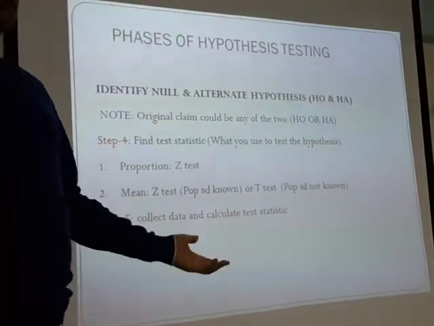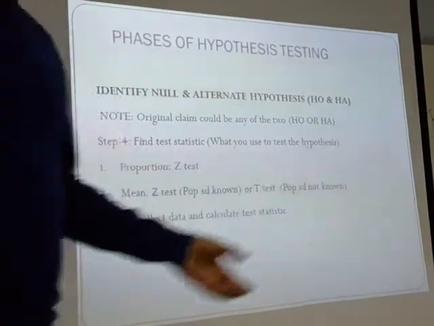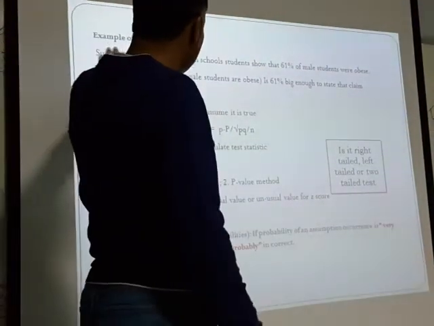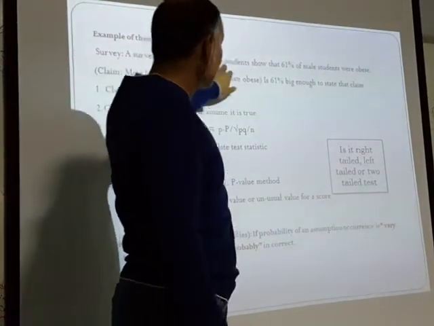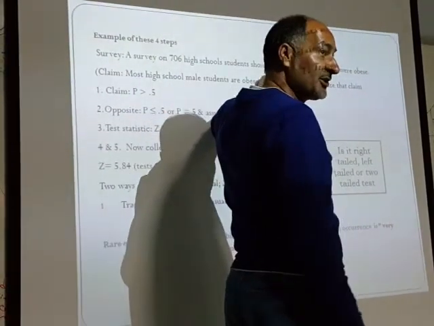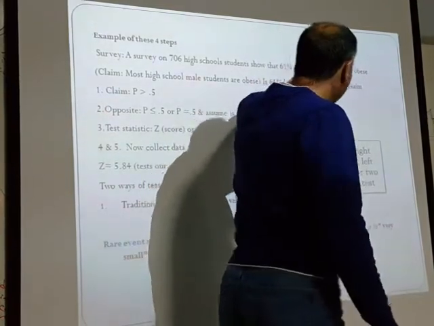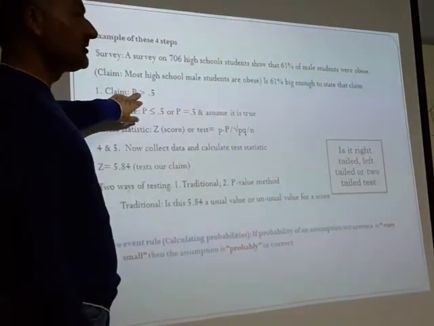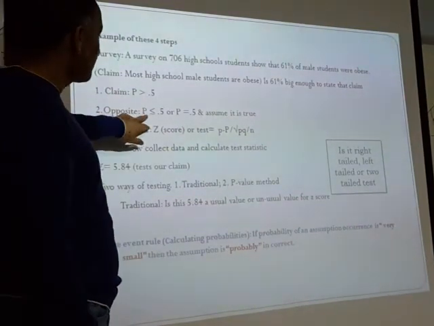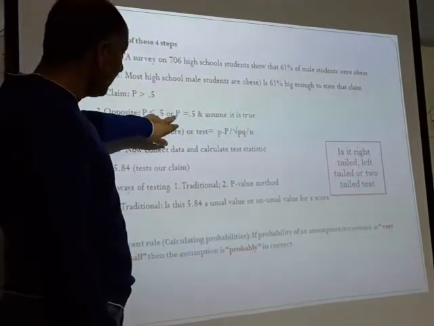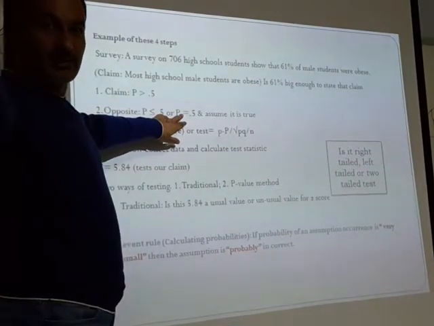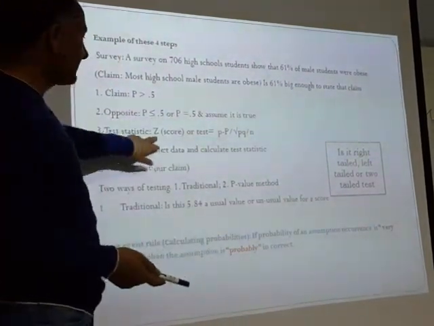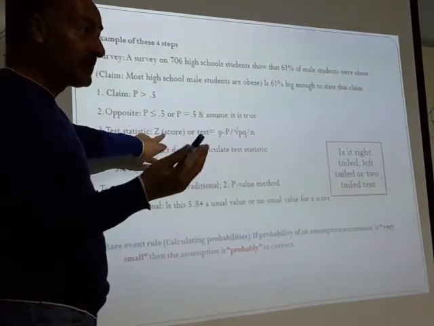So I'll collect the data and calculate the test statistic. Now what will I do? For example, a survey has been done on 706 high schools, which shows that 61% of the male students were obese. That means the claim is P is more than 0.5, the opposition is P is less than or equal to 0.5. Less or equal is the same. The test statistic is the z-score because it's a proportion which I am calculating.